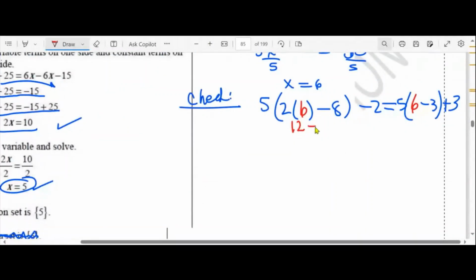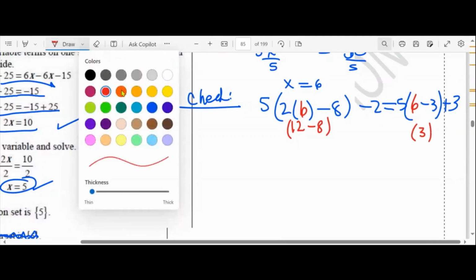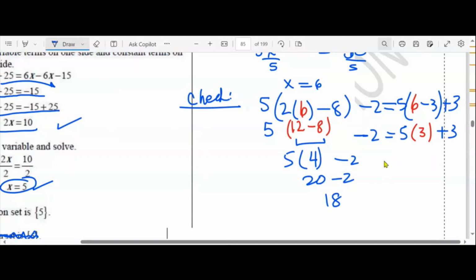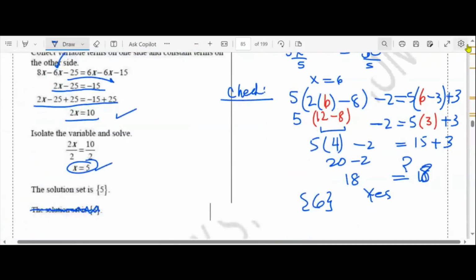And then you start solving. 2 times 6, 6 minus 3, 12 minus 8, 4. 4 times 5, 20. Minus 2, 18. Now here I have what? 3 times 5, how much? Plus 3. So are both sides the same? Yes. So your solution set is how much? 6. Is this clear? That's how you do it.